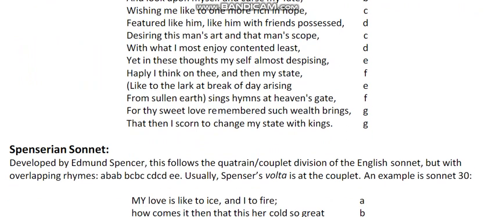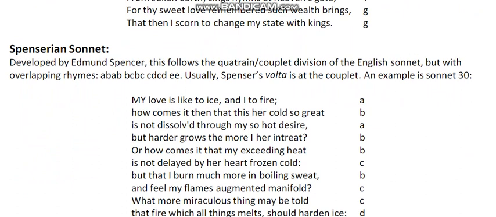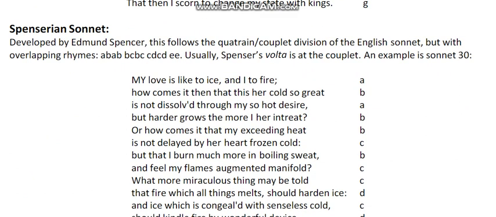Now next came the Spenserian sonnet. This is the example below, developed by Edmund Spenser. He developed this Spenserian sonnet, and it follows the quatrain-couplet division of the English sonnet, but with overlapping rhymes like AB, AB, BC, BC, CD, CD, and EE. Usually, a Spenserian sonnet ends with a couplet.